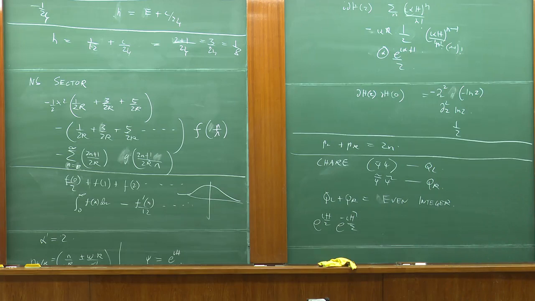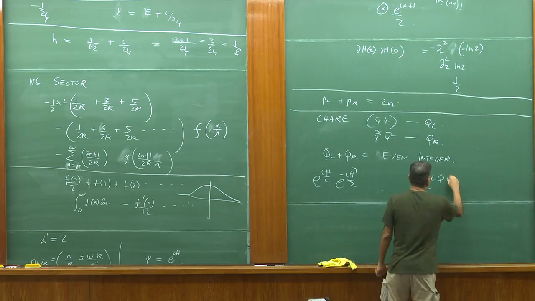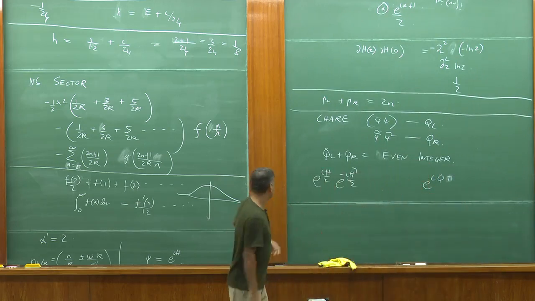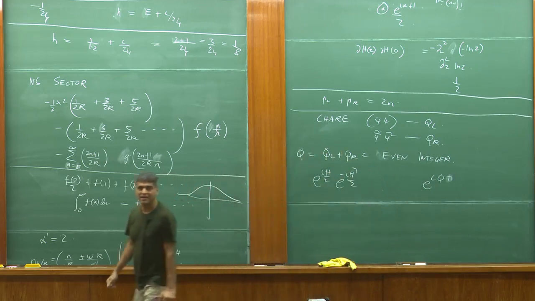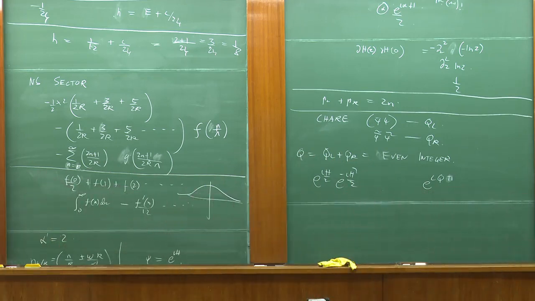Okay. Suppose we take the following quantity, e to the power i q times pi, where q is equal to q left plus q right. Okay? This quantity e to the power i q pi has the following property, that it evaluates to minus 1 when q is an odd integer and evaluates to plus 1 when q is an even integer. Note that q is always an integer. There are halves on the left and halves on the right, but the same half on the left and right. So you'll never get half integers when you sum q.